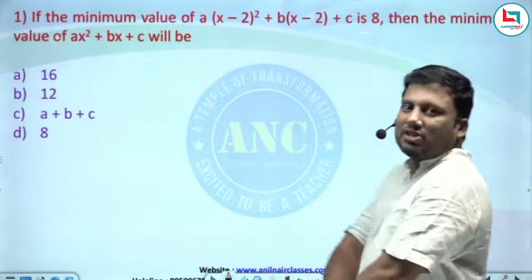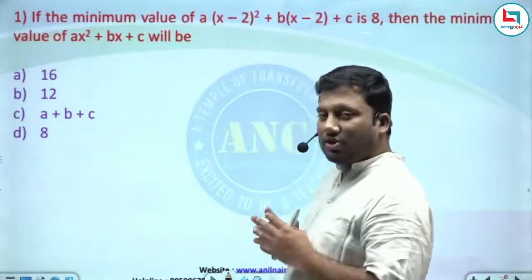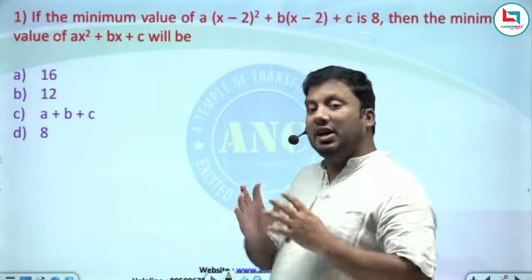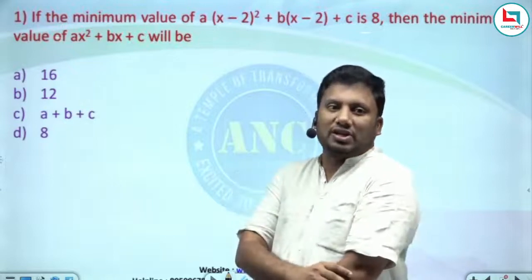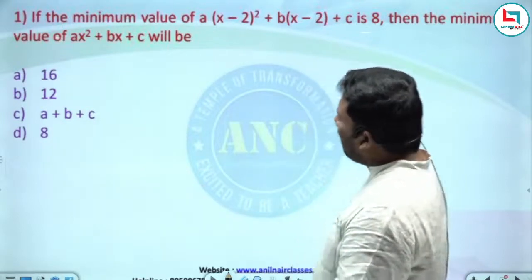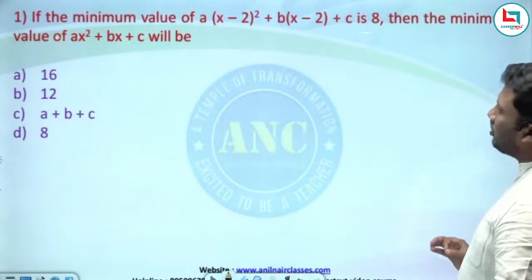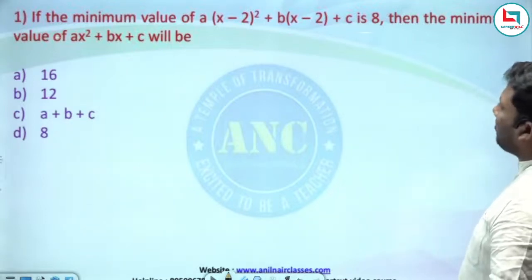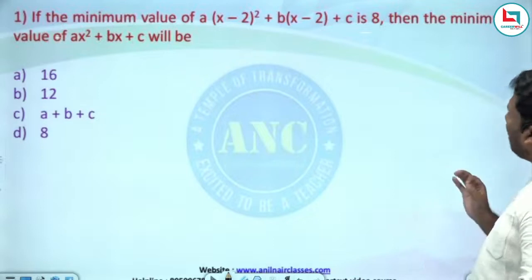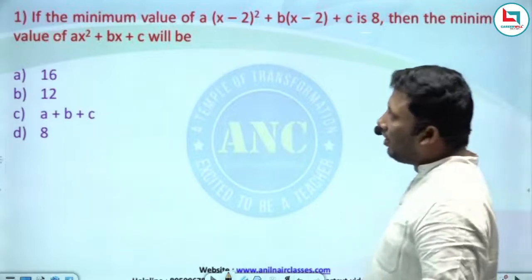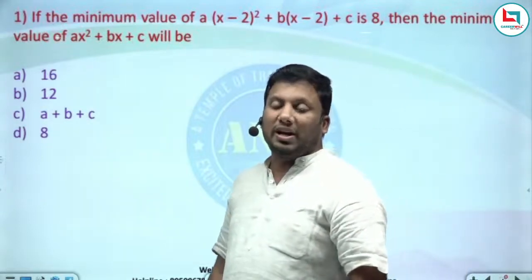First problem. Some of the questions are very carefully designed, keeping in view the latest examinations. If the minimum value of a(x minus 2) whole square plus b(x minus 2) plus c is 8, then find the minimum value of ax square plus bx plus c.